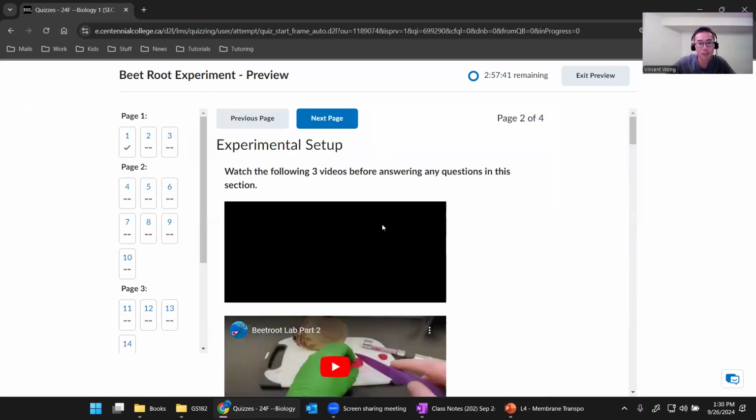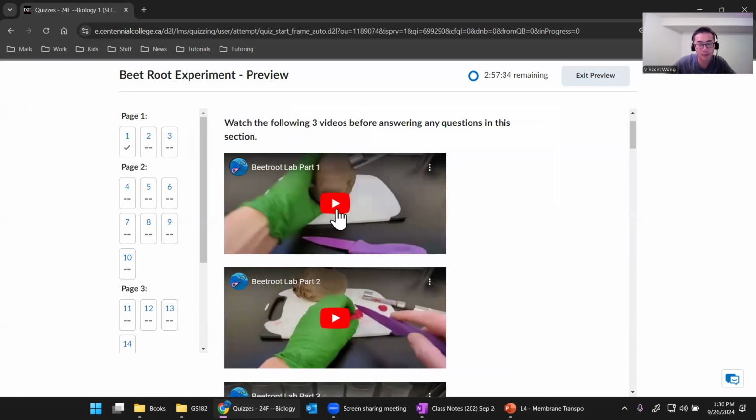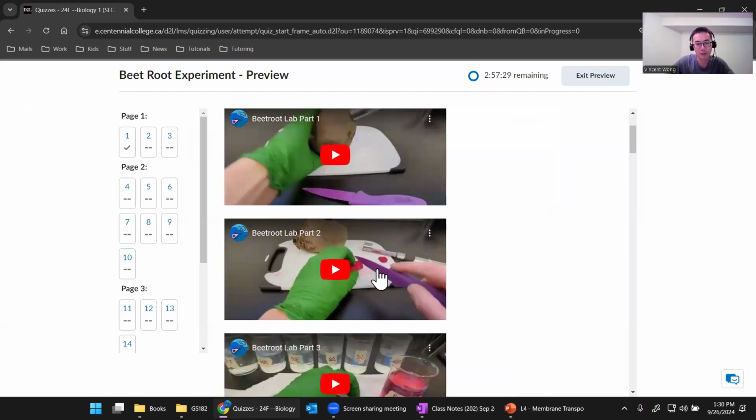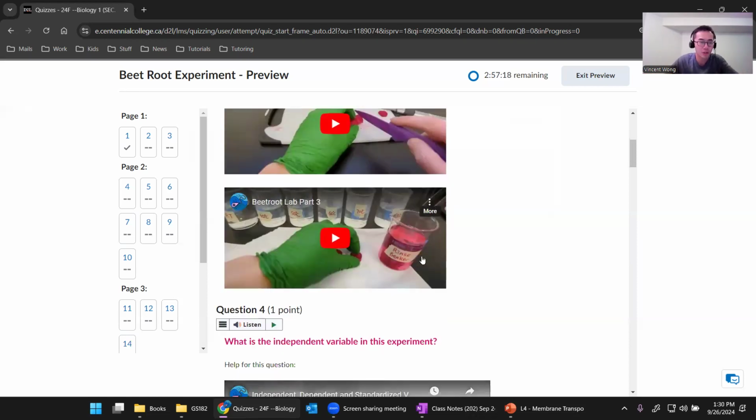And then you have to watch 3 videos. This is like me doing the Beetroot Lab. You would not know how difficult it was to film myself cutting things with only 2 hands, but I did. And basically, instead of you doing the lab, because it's virtual, you watch me do the lab, and then you will answer questions related to the procedures, related to the setup and everything.